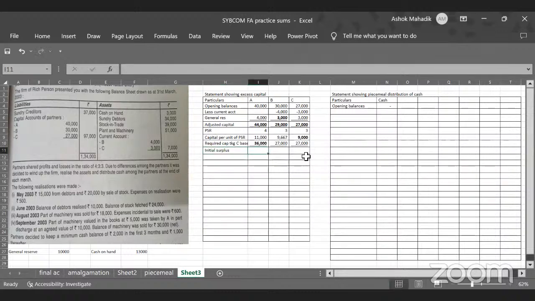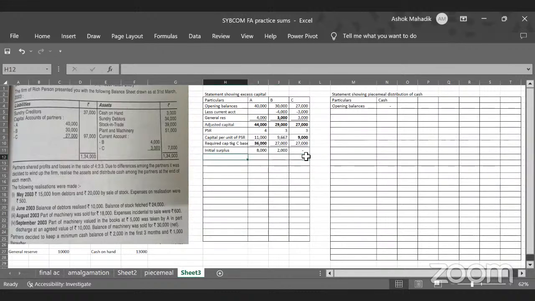In case of A, his adjusted capital is 44, and as per base capital, he needs to bring in only 36. So he has a surplus of 8,000. Clear, students? So we will do the same for B and C. B, 29,000 minus 27,000. C, 27,000 minus 27,000, 0. I told you, the one whose capital is taken as base, his excess will be 0. Now C is gone. We have to repeat the steps, the last 4 lines, for A and B.